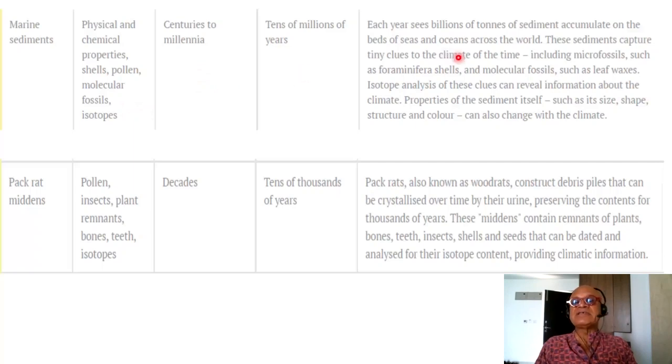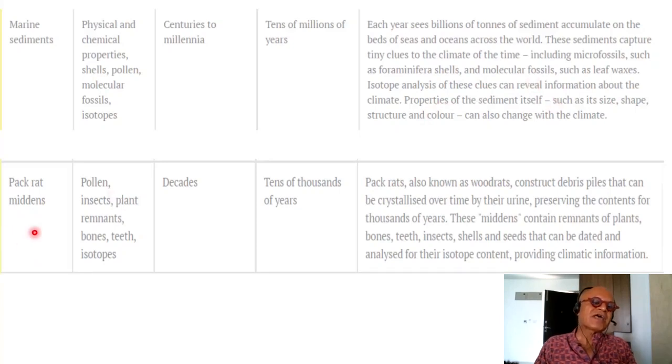Each year sees billions of tons of sediment accumulate on the beds of seas and oceans across the world. These sediments capture tiny clues to the climate of the time, including microfossils such as foraminifera that we looked at, and molecular fossils such as leaf waxes. Isotope analysis of these clues can reveal information about the climate.